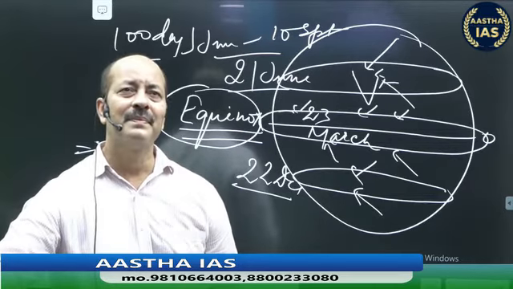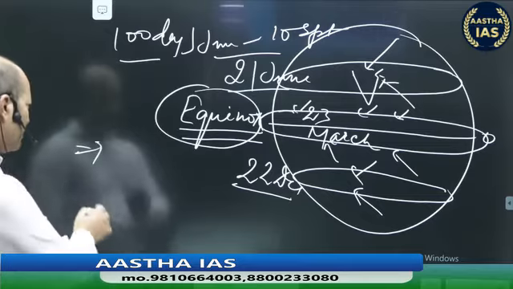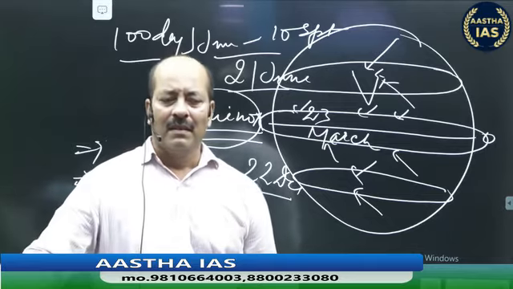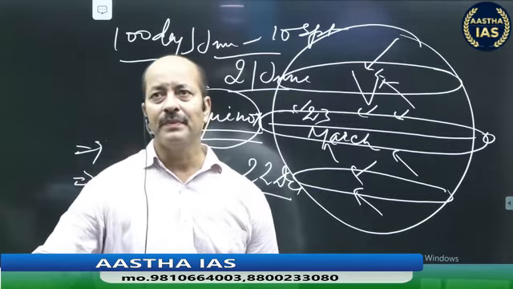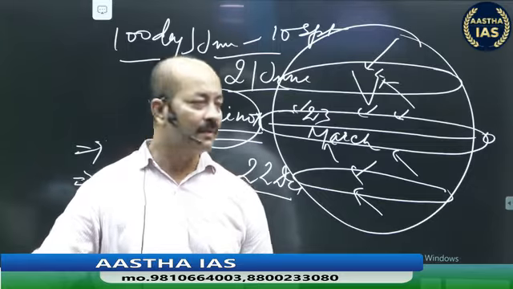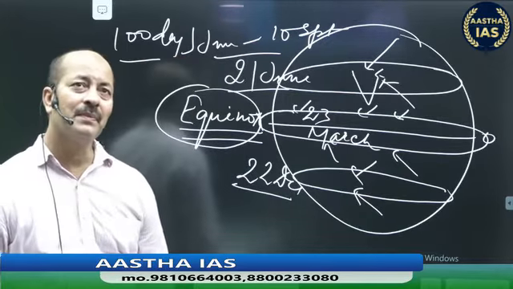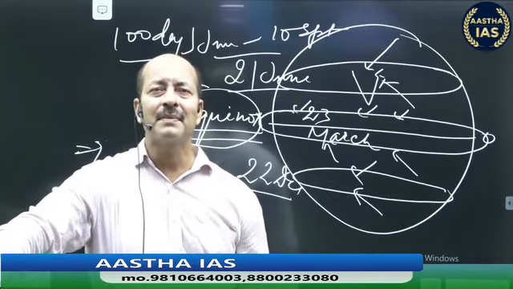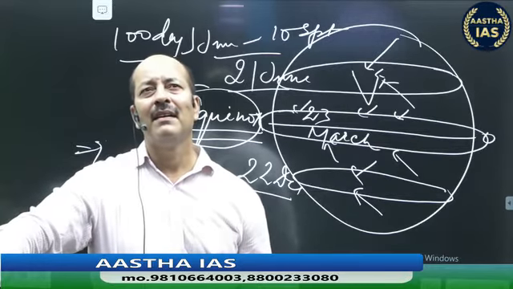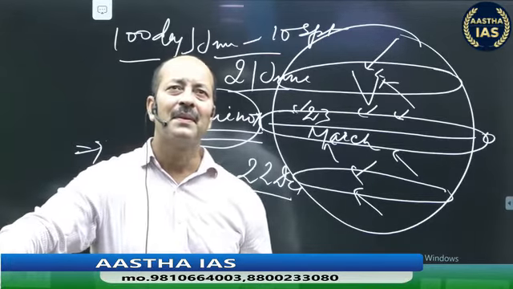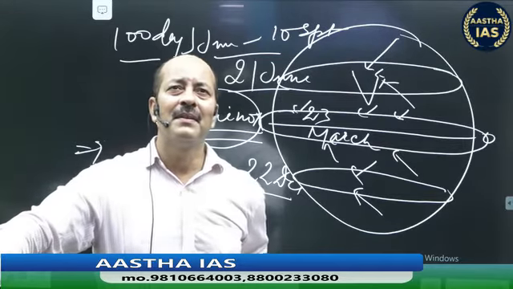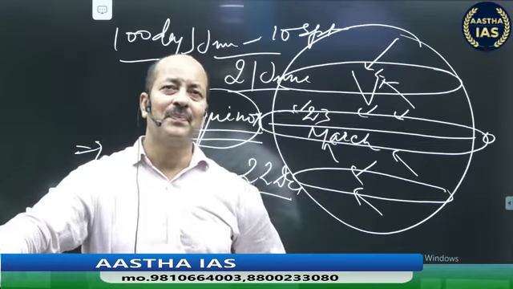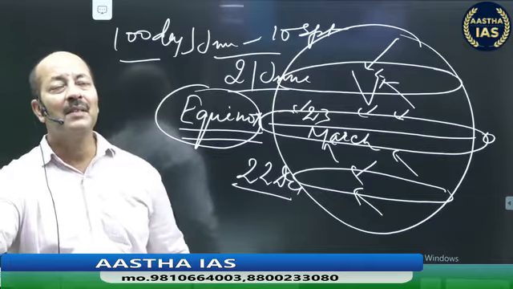Second point. Point means hash, you can write. In the examination also you can write the same way. On 21st of June, the convergence takes place near the Tropic of Cancer.